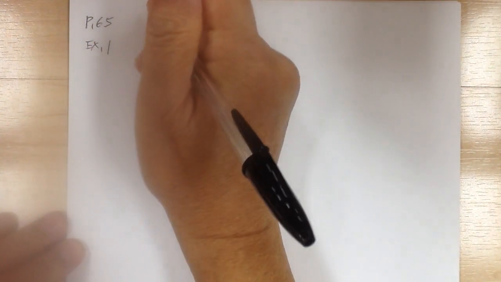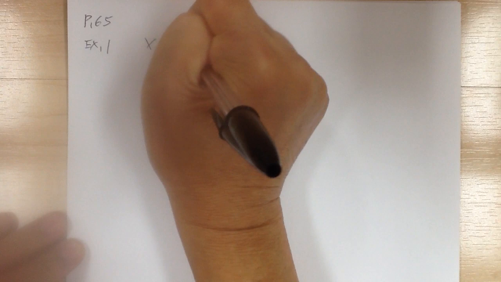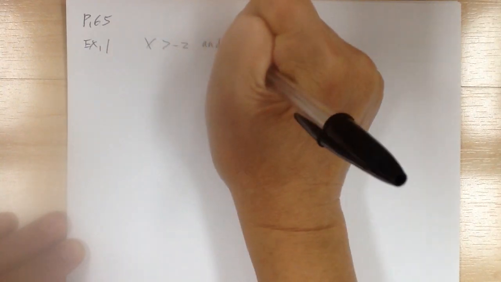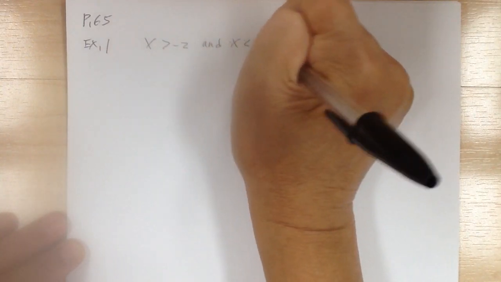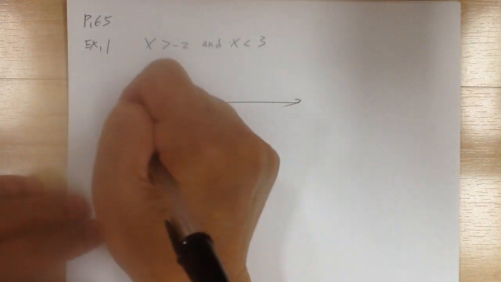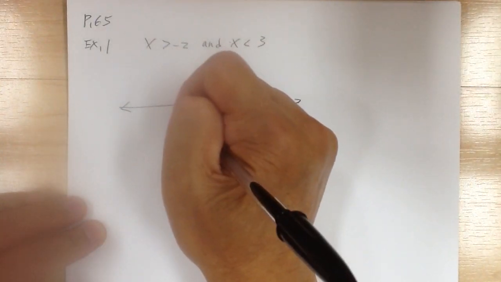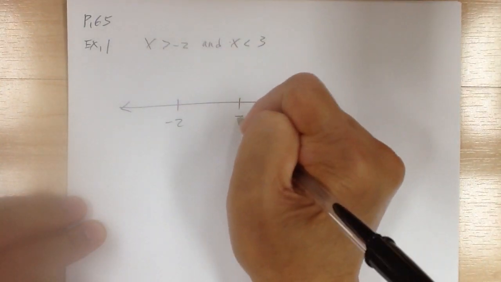So example 1 is let's graph the solution set of the conjunction. Conjunction means and. So you have x is greater than -2 and x is less than 3. Okay? And the way to do this is that you get a number line and you get these two numbers, -2 and 3, right? So let's do one at a time. So this is -2 and this is 3.